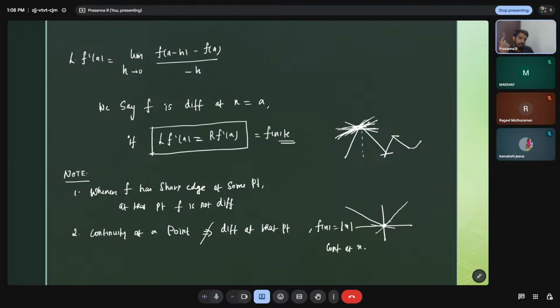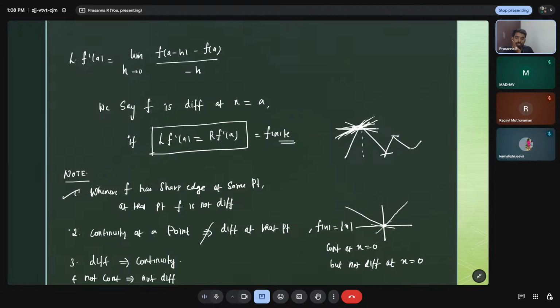It is continuous at x equal to 0, but not differentiable at x equal to 0. So continuity at a point does not imply differentiability at a point. If a function is differentiable at a point, obviously it will be continuous at that point. So differentiability implies continuity, right? If the function is not continuous, obviously it will not be differentiable either, because you cannot form f of a itself if it is not continuous. For f of a only you have to draw the tangent line, right?